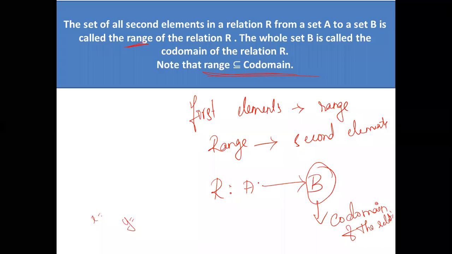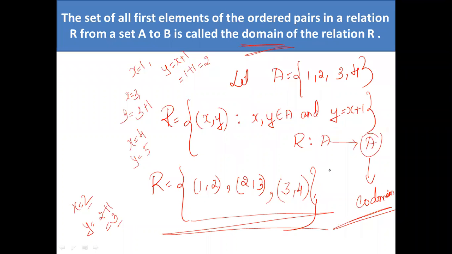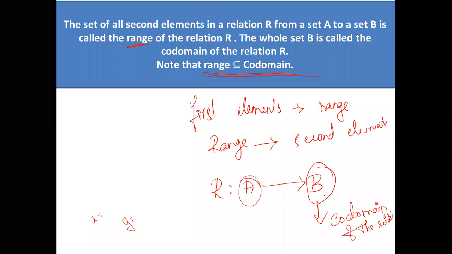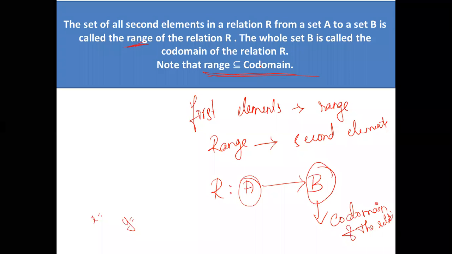You take values for x from set A. When you take x, whatever value comes for y should be in set B. In the previous case both sets were A only. But here, generally, when you have to understand the definition, it should belong to the second set. The range should belong to the second set, or it should be a subset of the codomain. So range is always a subset of codomain. The set of all second elements belongs to the codomain set.